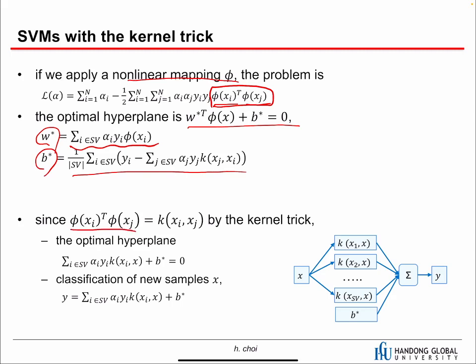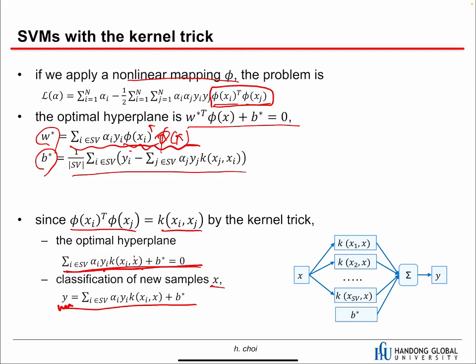Since this is a kernel of xi and xj by the kernel trick, the optimal hyperplane is this one. So look at this one. When we apply phi of x, this one is the kernel: alpha i, yi, and the kernel. And then the classification of new samples x can be done by this. Since this is the hyperplane, when we put this x here, we get the y.